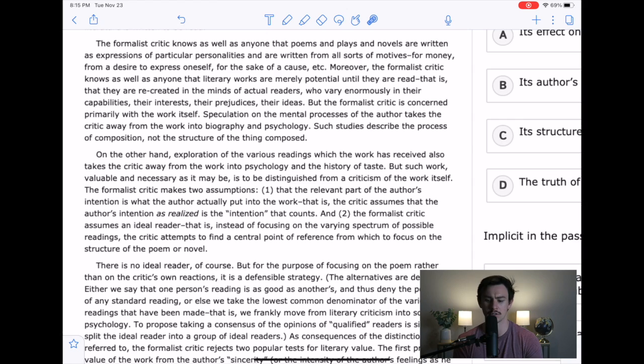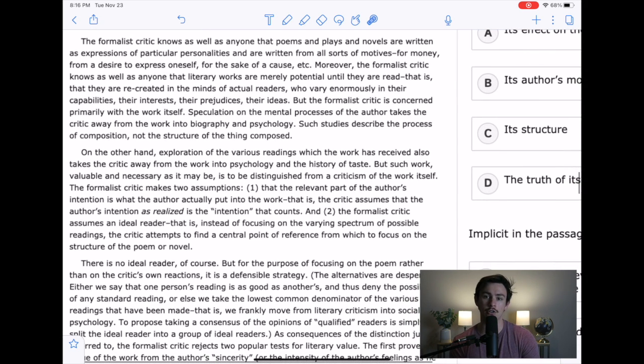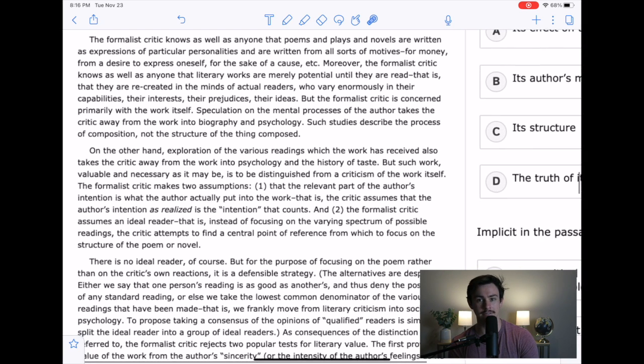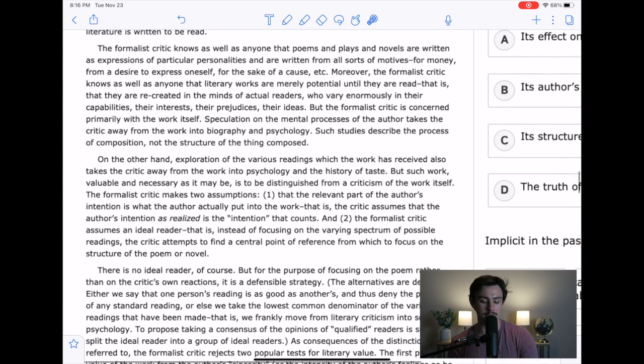Oh, we're getting to some weird territory. This is completely different. "For money, from a desire to express yourself, for the sake of the cause, etc. Moreover, the Formless Critic knows as well as anyone that literary works are merely potential until they are read. That is, that they are recreated in the minds of actual readers who vary enormously in their capabilities, their interests, their prejudices, their ideas." Okay, do you see how she is pandering right here?